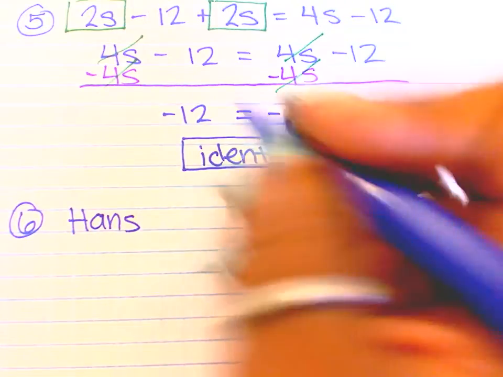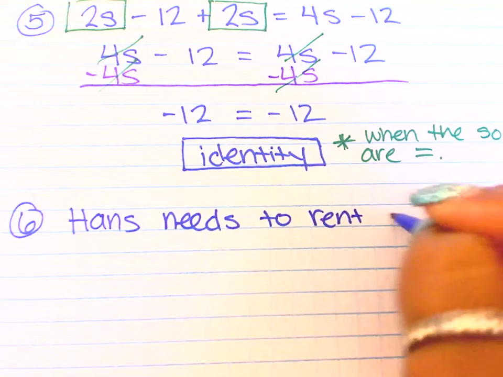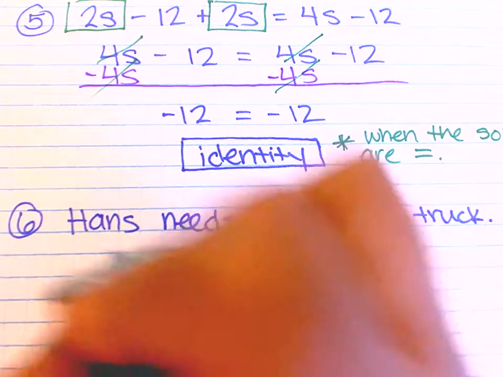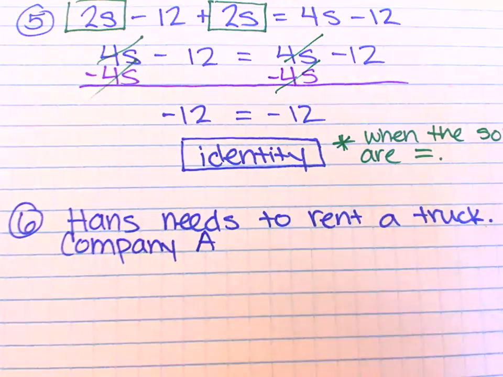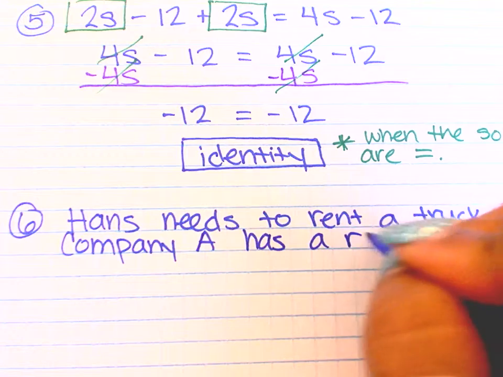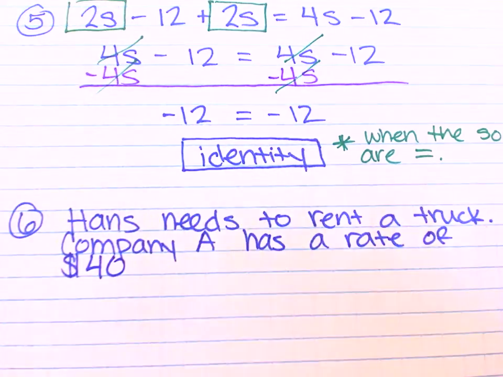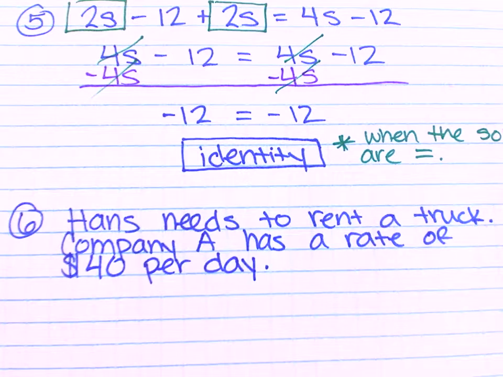Let's say this person's name is Hans. Hans needs to rent a truck. Company A, so the first company, we'll call it Company A, has a rate of $40 per day. So Hans is trying to rent a truck. He looks to the first company, and they say they charge you about $40 a day to rent a truck.